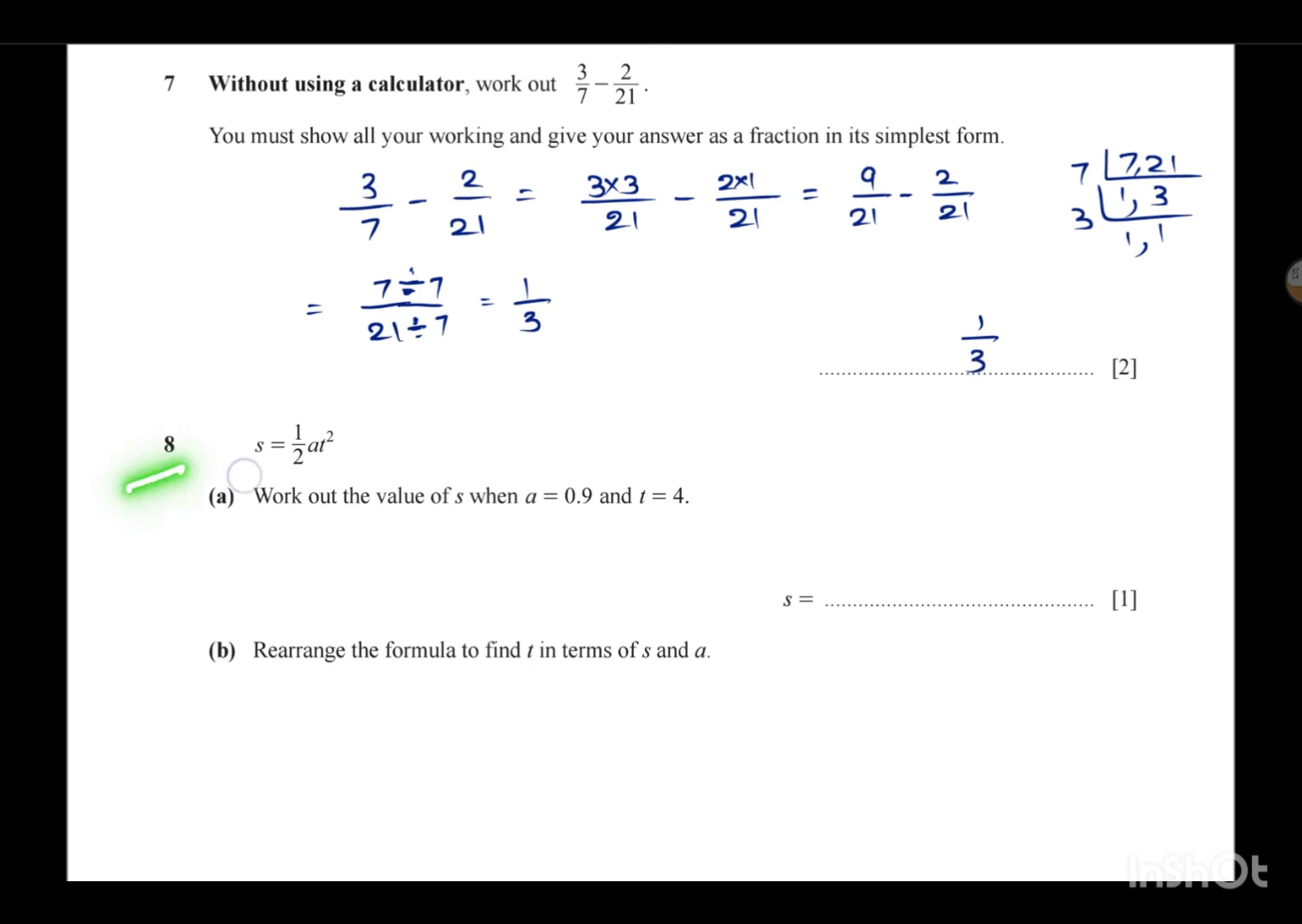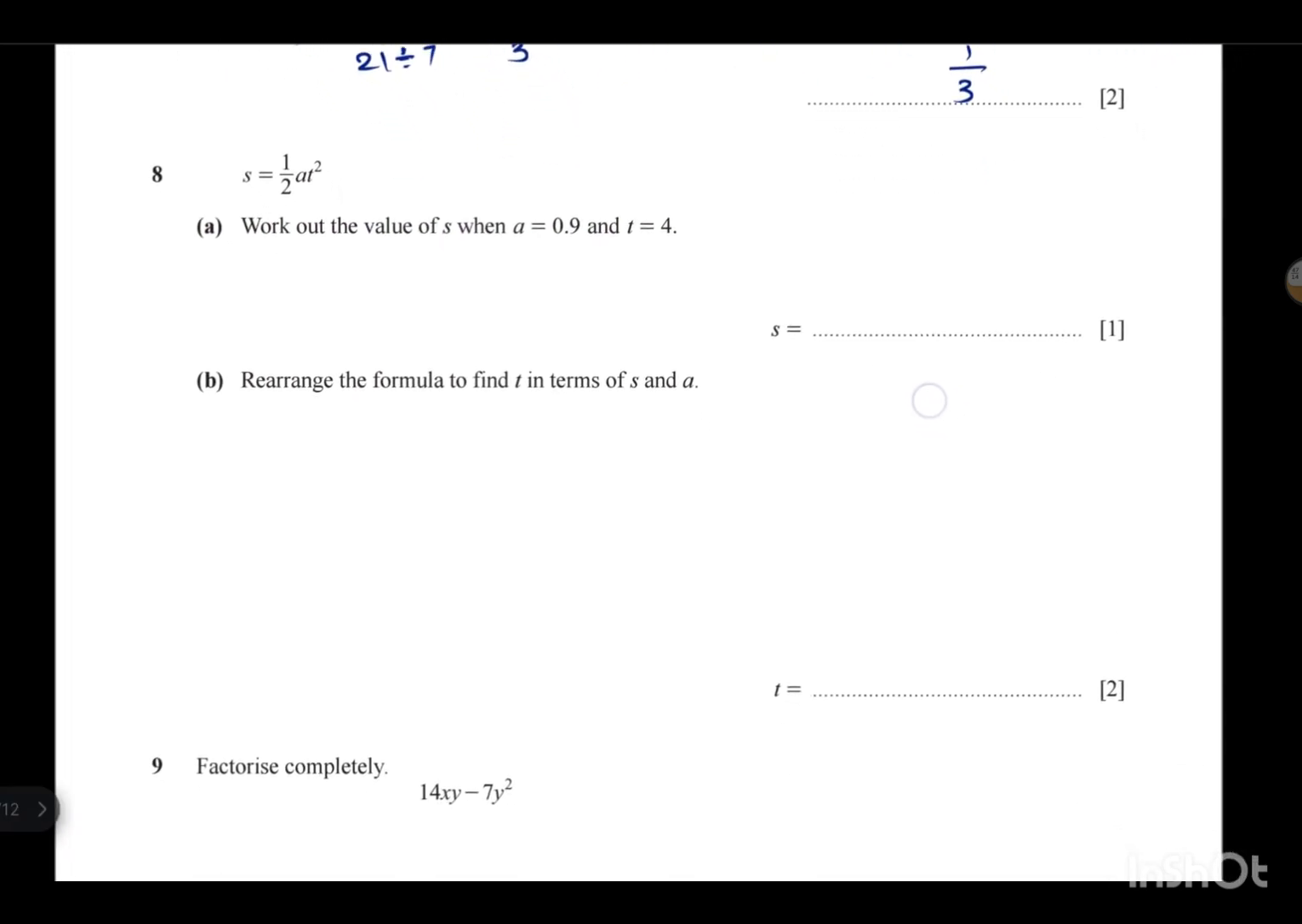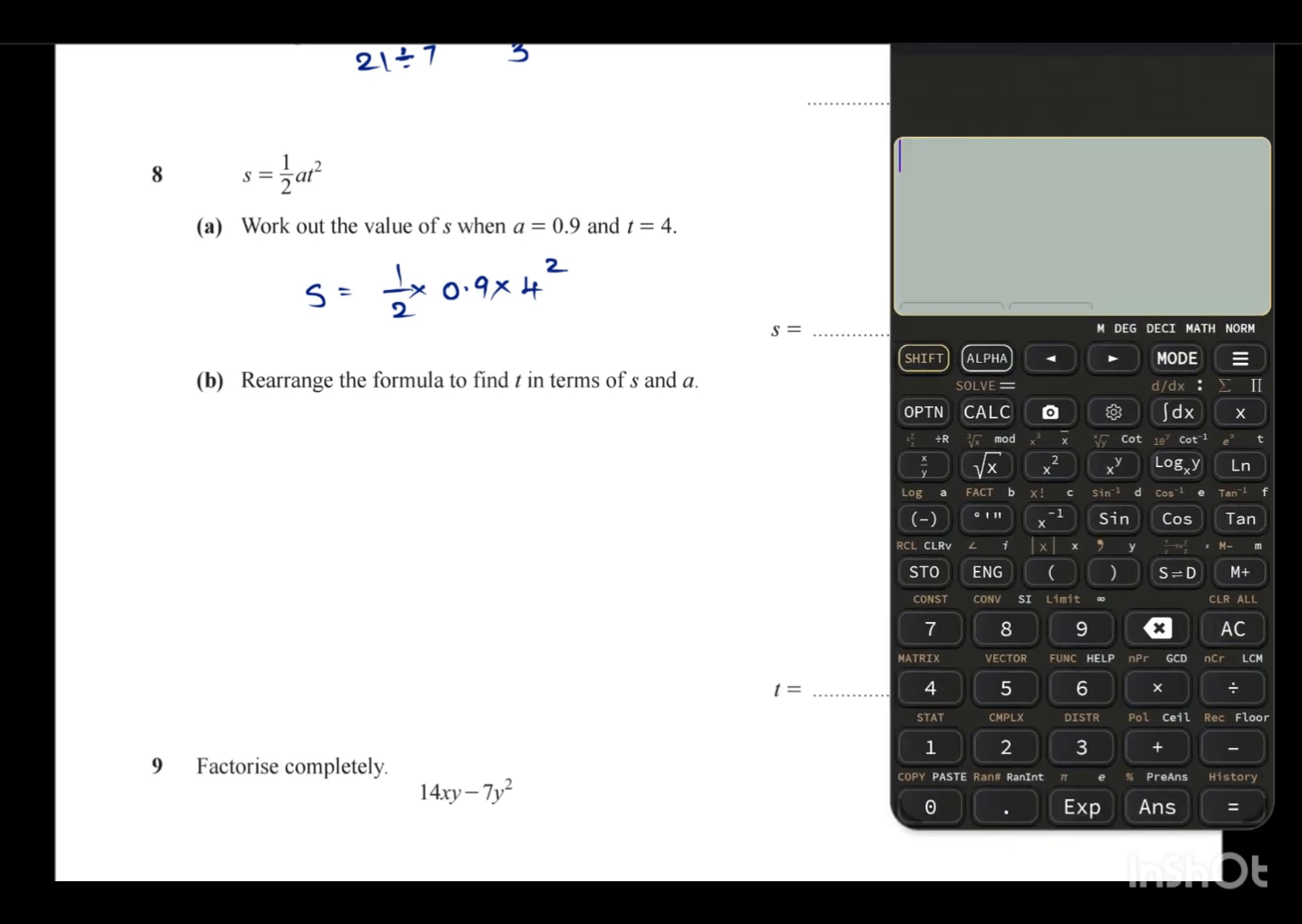Question 8. S is equal to half A T square. A. Work out the value of S when A is equal to 0.9 and T is equal to 4. Find out the value of S. Half into 0.9 into 4 square. T square is 4 square. Just substitute.